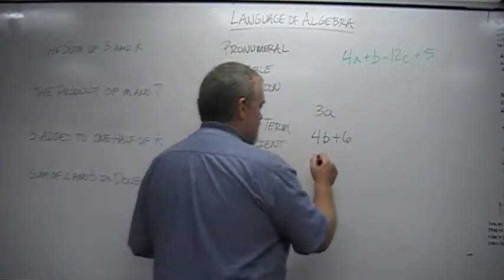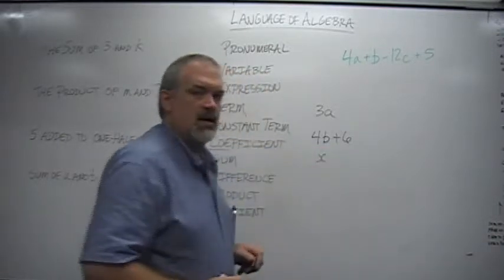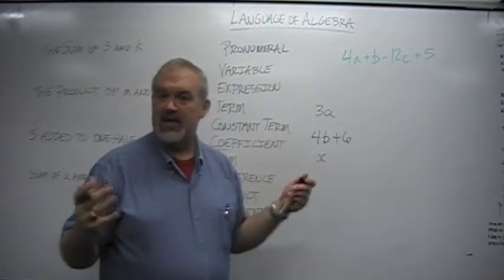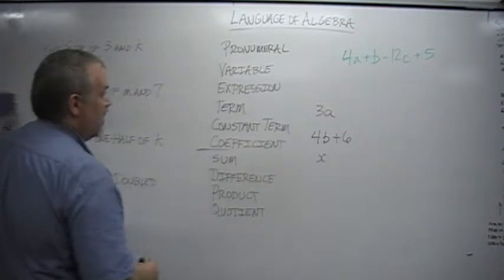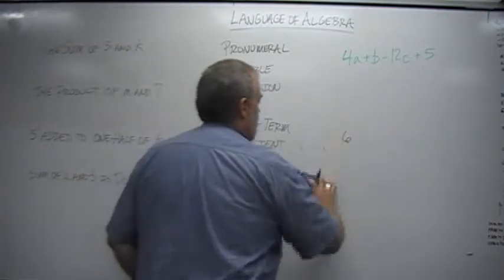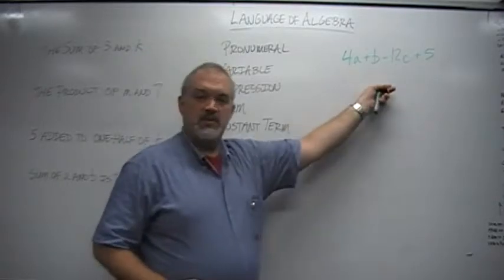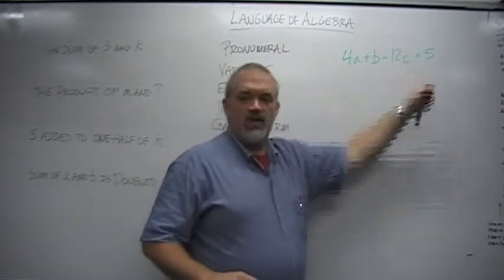Maybe we have something like just x. Now, there's no mathematical operators there, but it's just a pronumeral. That can be an expression. Okay? Now, within expressions, I'm going to use this example. This is an expression: 4a plus b minus 12c plus 5.